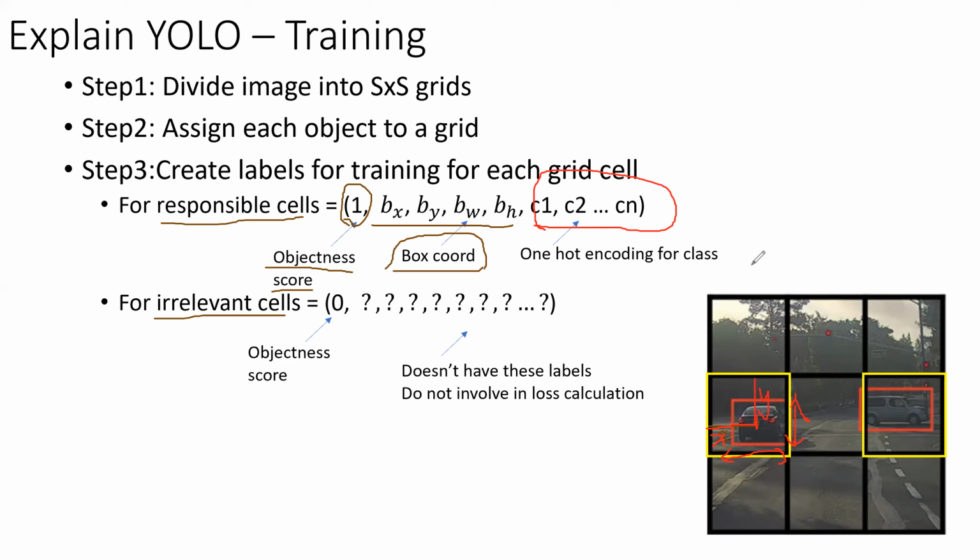So in this example, we only have car, but in real-life problems, we can have pedestrians, trees, streetlights, and so on, so different classes. Okay, so this is for the responsible cells. For irrelevant cells, I only have the first element, and note that these are all question marks, because we don't create labels for these elements. There's no object inside this kind of grid at all, so we don't care, and they also do not get involved in the loss calculation.